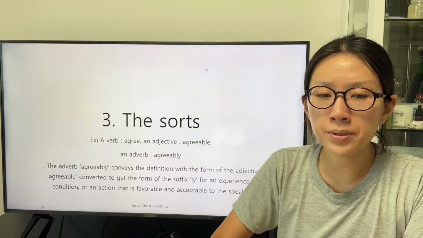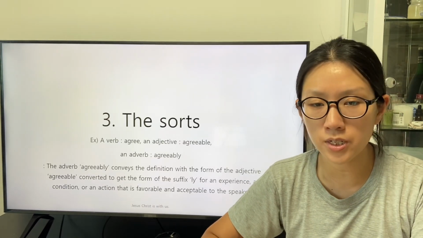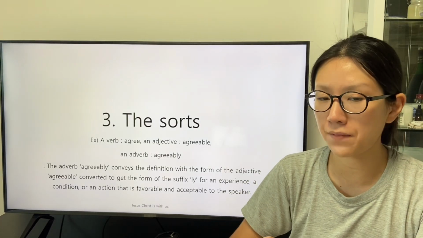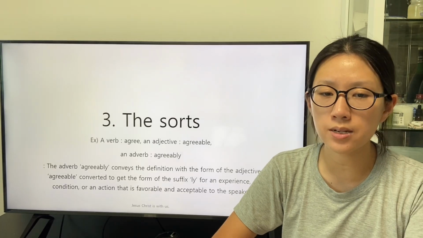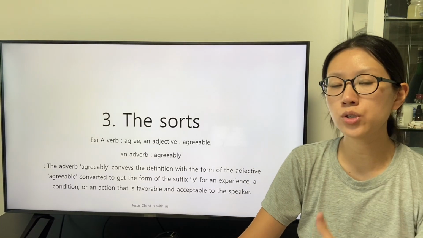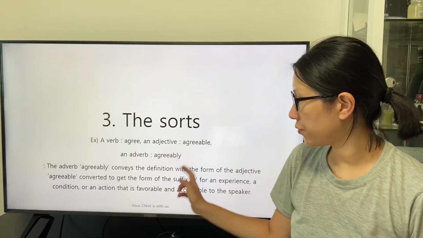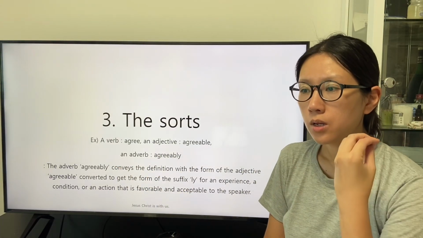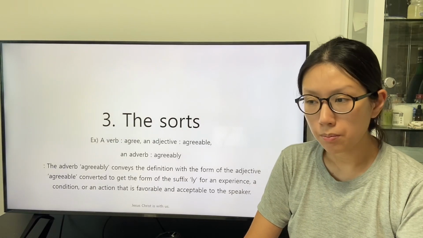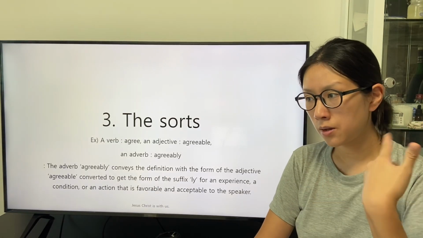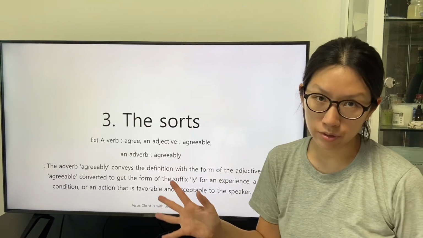The adverb agreeably conveys the definition with the form of the adjective agreeable converted to get the form of the suffix ly, for an experience, a condition, or an action that is favorable and acceptable to the speaker. Basically, we can identify an adverb with the form that the suffix ly is added. But this is not the absolute way to identify an adverb in a clause.